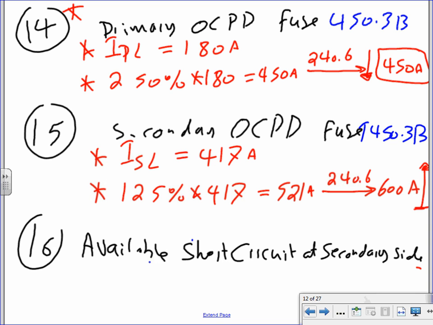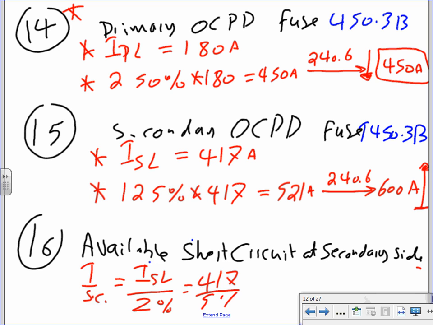Okay. The last thing, gentlemen, we need to find the short circuit current at the secondary, which is a piece of cake. You take I short circuit on the secondary equals I secondary line divided by Z percentage, and that will give me 417 divided by 5%. And when you do that, gentlemen, you end up with 8.3 kiloamps. Any comments, any questions? Piece of cake. Or not? Yes? Piece of cake? Almost. Piece of cake.